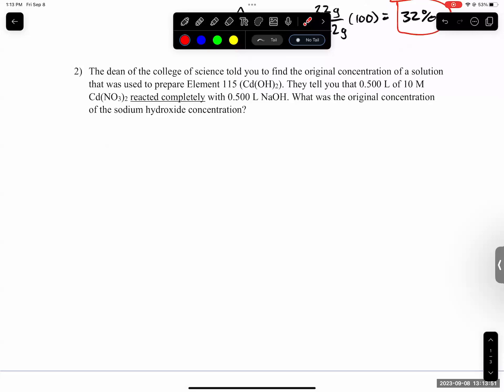The Dean of the College of Science told you to find the original concentration of a solution that was used to prepare element 115, which is just cadmium hydroxide. They tell you that 0.5 liters of 10 molar cadmium nitrate reacted completely with 0.5 liters of sodium hydroxide. What was the original concentration of the sodium hydroxide? That's a typo, it should say solution, not concentration. What was the original concentration of the sodium hydroxide solution?